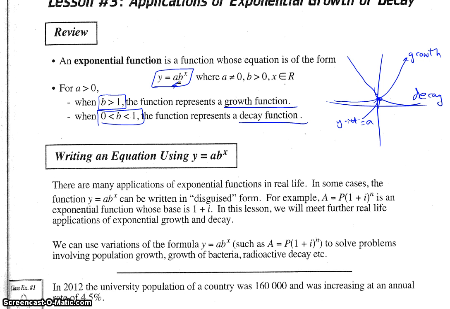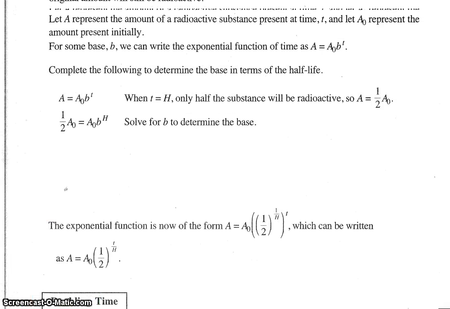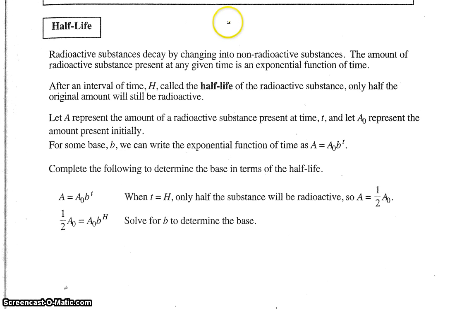We're going to flip to page 251 now in your workbook. Okay, page 251, we're going to look at how this formula on your formula sheet, y equals a times b to the t over p, was developed. But we're going to use a specific half-life example first.